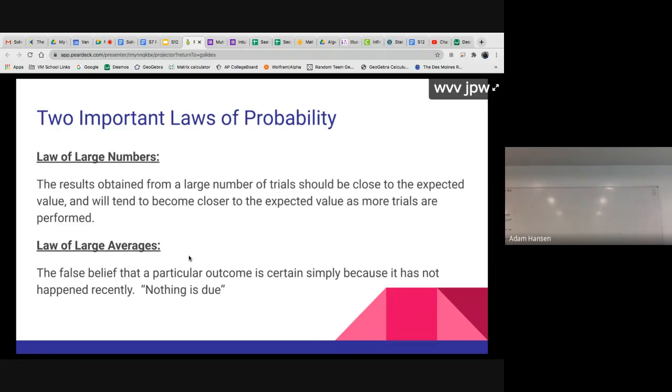The more you do something, the more your results are going to mirror what should happen according to the probability. Given a small sample size, like only flipping a coin 10 times, I might have more variability in the results, right? I might have like 8 heads as opposed to the 5 that I should have.